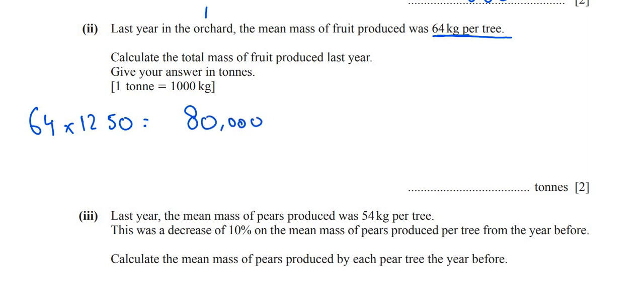Calculate the total mass of fruit produced last year and give your answer in tons. So 1 ton is 1000 kg, so we will divide it by 1000. So the answer turns out to be 80 tons.